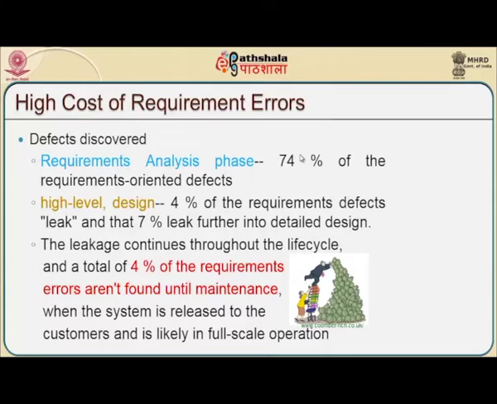Let us see how much impact it would have. Defects discovered at the requirements analysis phase, 74% of the requirements-oriented defects, would cost heavily, whereas at the high level design, 4% of the requirement defects leak, and 7% leak further into detailed design. The leakage continues throughout the life cycle, and a total of 4% of requirement errors aren't found until maintenance, when the system is released to the customers and is in full scale operation.